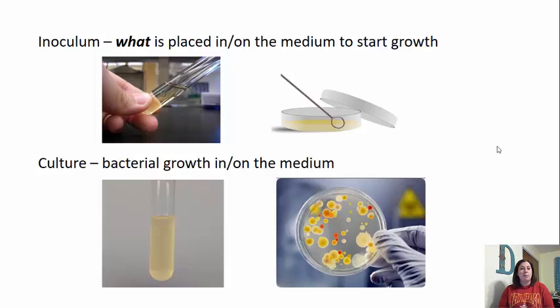So if you see here in the broth, at the top, before it was inoculated, it's clear. It's going to be cloudy. On the other hand, you can see here when it talks about the petri dish, there are obviously lots of different colonies or different types of bacteria growing on this plate.